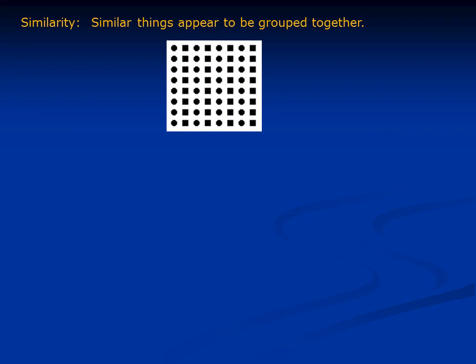This also holds true for similarity. Things that are similar appear to be grouped together. So these are organized vertically in this figure, right? Because we've got these hexagons. Let me see, 1, 2, 3, 4, 5, 6 hexagons and squares. Vertical, right? Try for a second to see horizontal lines there. It's difficult. All right? Consciously, it's difficult for us because our visual system groups things.